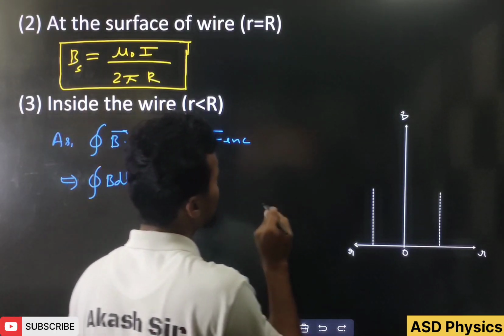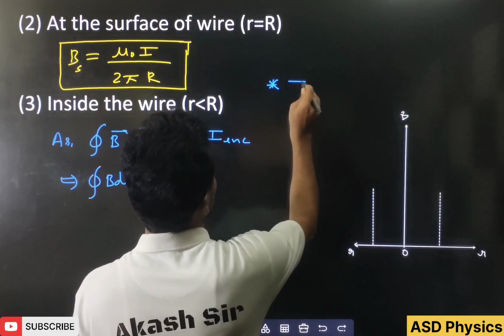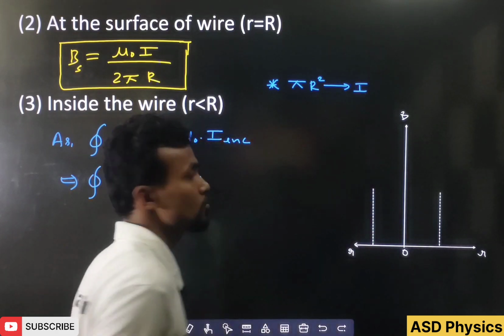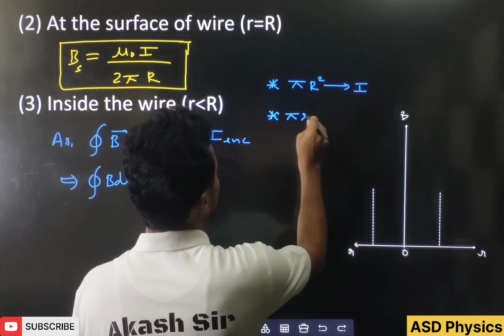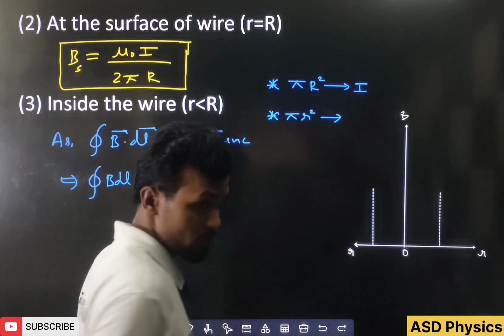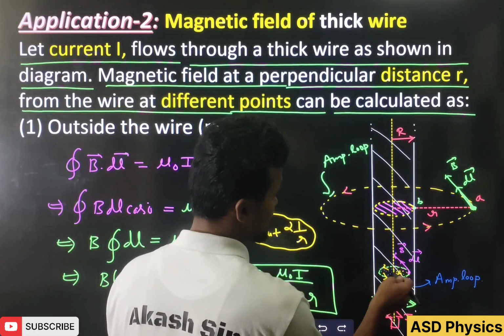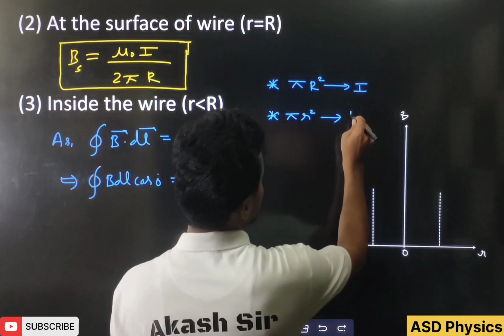I enclosed. Remember that here I will use the unity rule. What is the unity rule? When the area of cross section is pi R square, how much current is passing through it? I. After that, if the area of cross section of this Amperian loop is pi small r square, how much current will it carry?